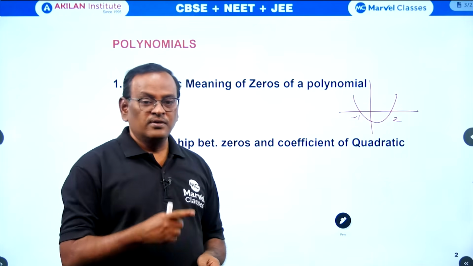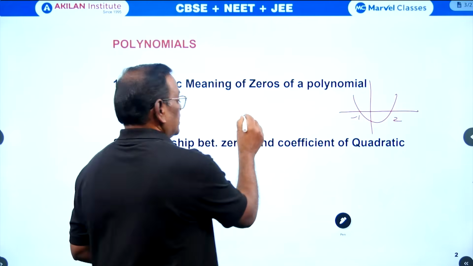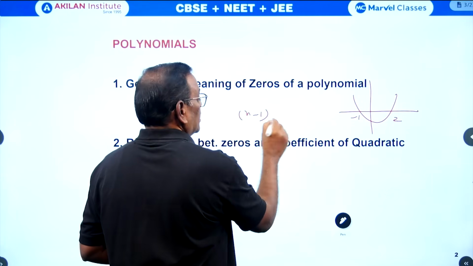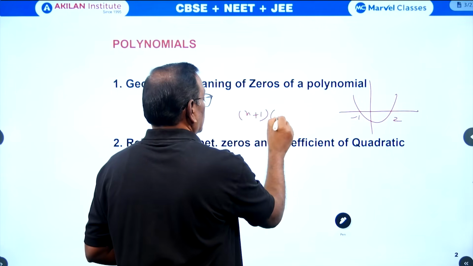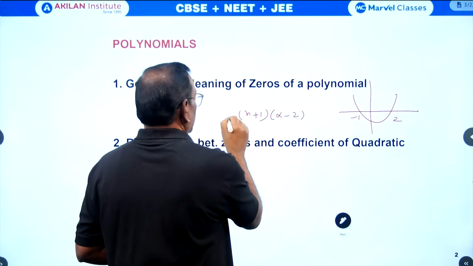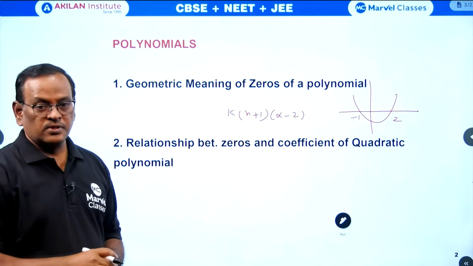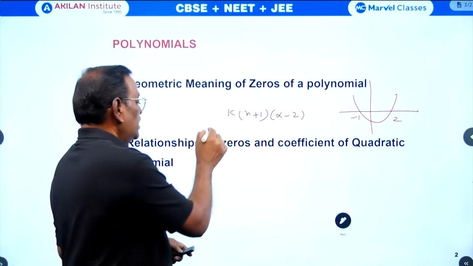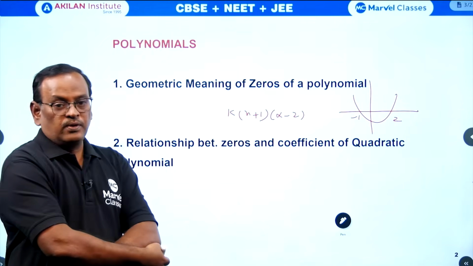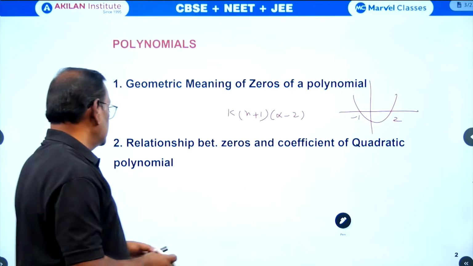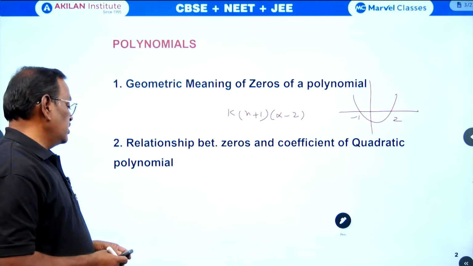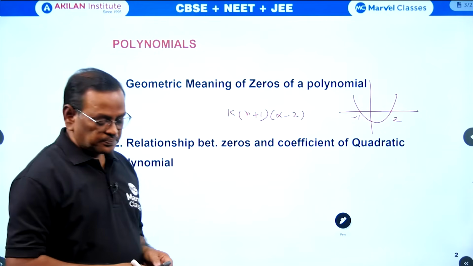Again, one more question. Write the polynomial. This is a polynomial: x equals minus 1, x plus 1 into x minus 2, into k. This is the polynomial corresponding to this graph. If it opens downward, here you have to use a minus sign.